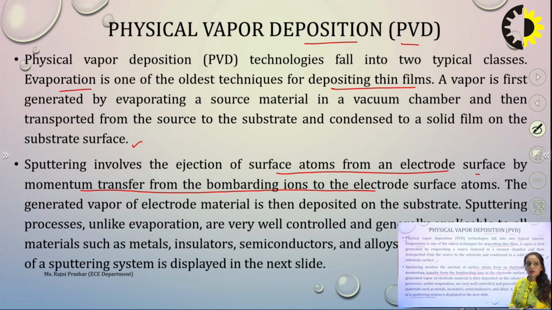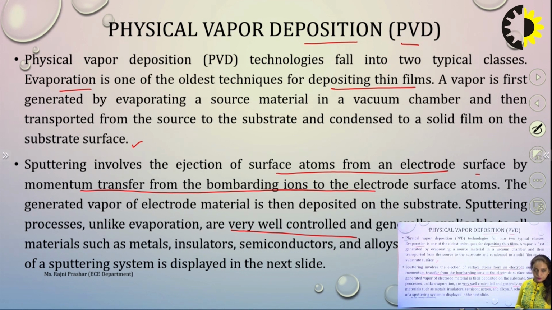The generated vapors of electrode material are then deposited on the substrate surface, same as in evaporation. Almost the same thing is done, but here very high speed ions are bombarded onto the wafer surface. So this process is very much controlled and generally applicable to all materials, such as those that work as a semiconductor, insulator or some alloy.